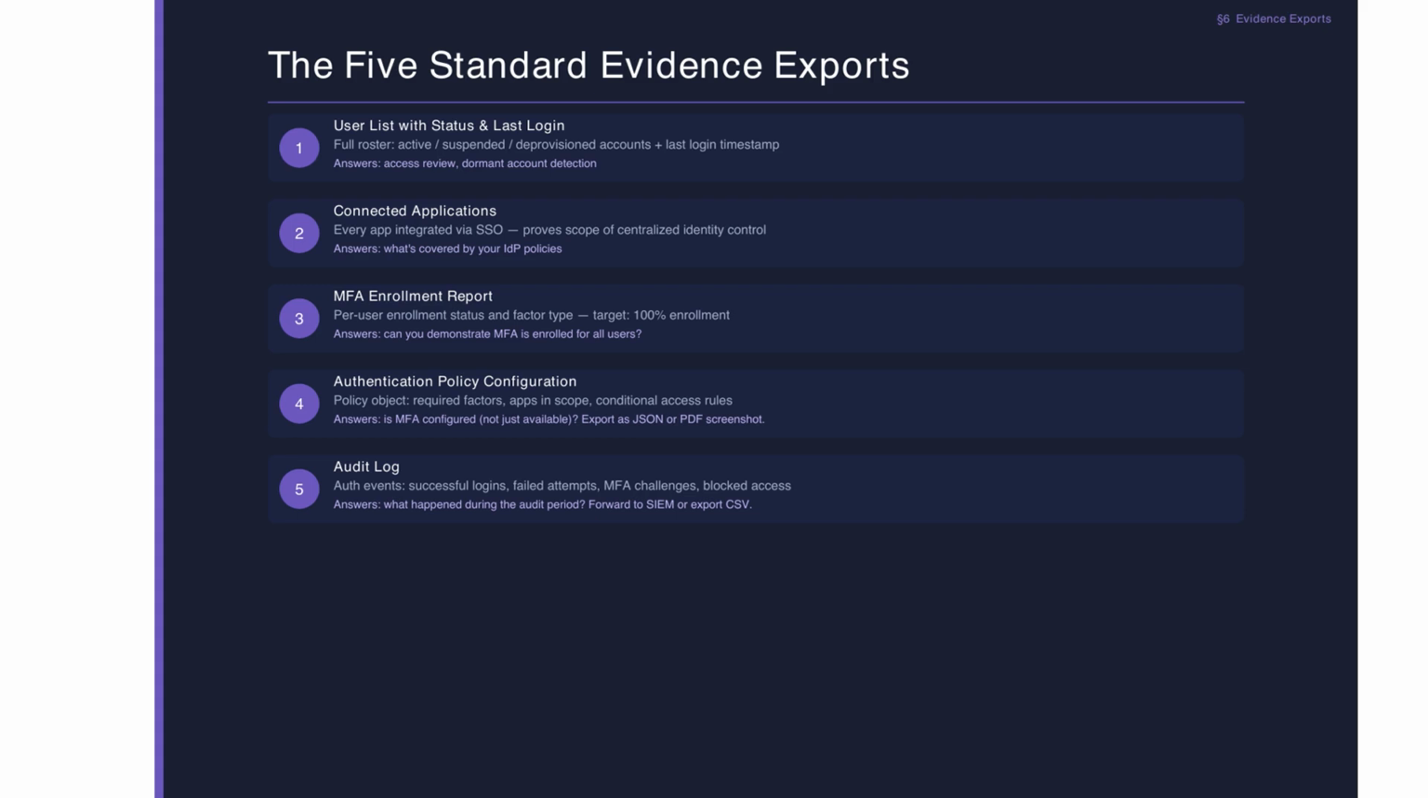Number 3, the MFA enrollment report, per user enrollment status and factor type, with a target of 100% enrollment. This answers, can you demonstrate MFA is enrolled for every user? Number 4, the authentication policy configuration, the policy object itself, showing required factors, apps in scope, and conditional access rules. This proves MFA is actually configured, not just available. Export it as JSON or a PDF screenshot.